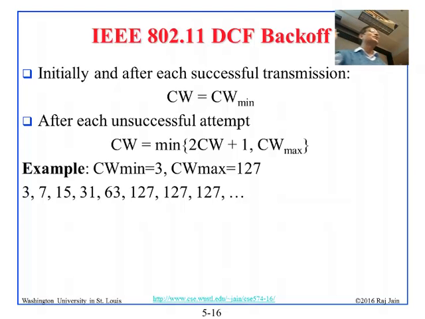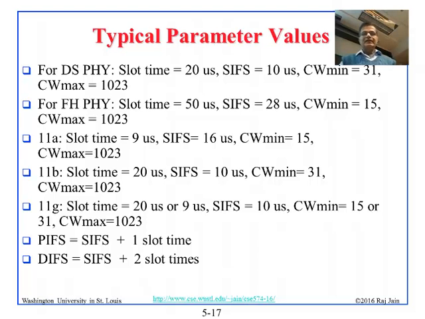Now, in this example, this is not the standard. The standard doesn't say that you cannot go over 127. But in this example, the network manager, the person who is actually running the network, decided that we will have 3 and 127. So these are not standard values. The standard allows you any values, but this is the parameter. Typical parameter values, and different PHYs could use different values.